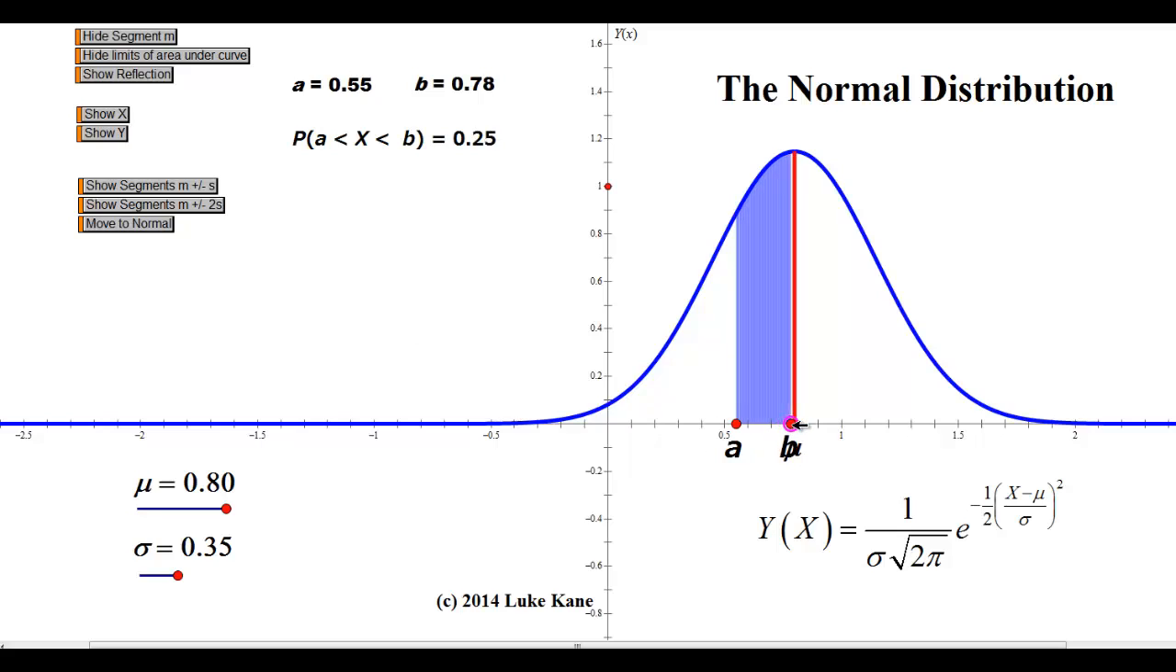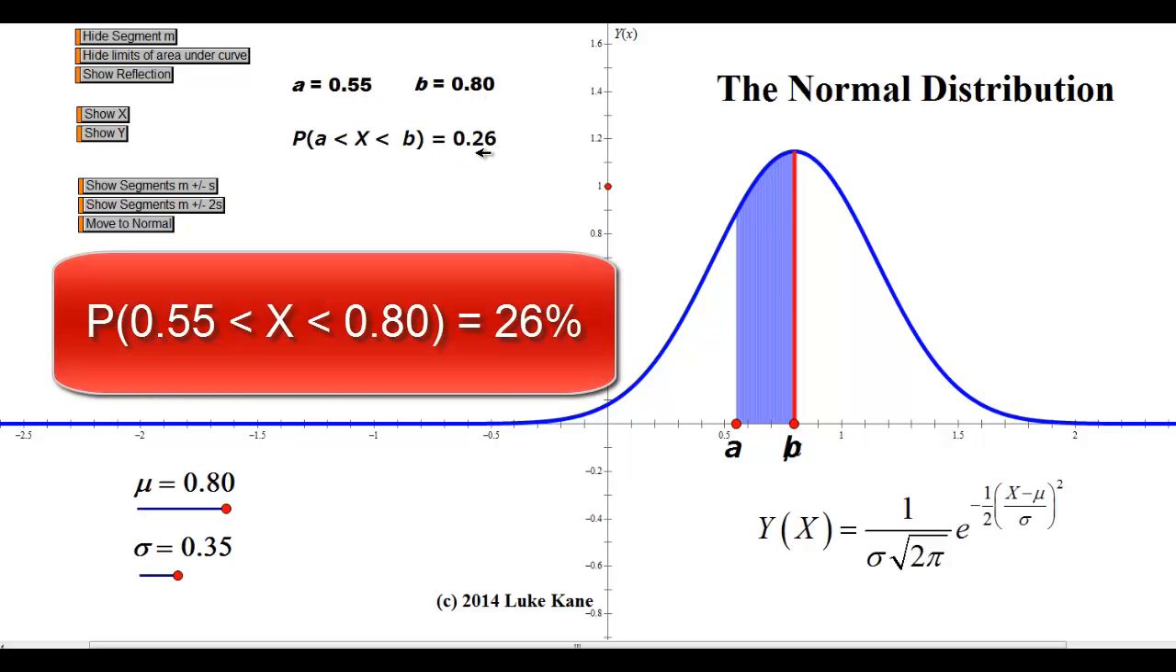So, for example, I have the area under the curve from x equals a to x equals b. Well, that area is 0.26. That means that the probability that x is between 0.55 and 0.8 is 0.26.